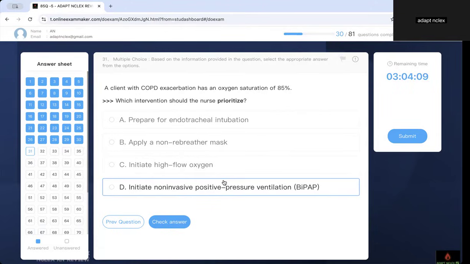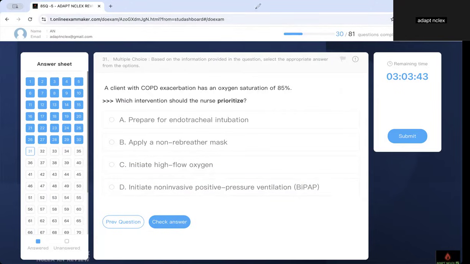A client with COPD exacerbation has an oxygen saturation of 65. Which intervention should the nurse prioritize? Prepare for intubation. Apply non-rebreather oxygen. Initiate high flow oxygen. Initiate non-invasive positive pressure ventilation, BiPAP. A bunch of them. But what is the problem? You don't need to know the answer choice before you pick it. Look at it. What is the key?